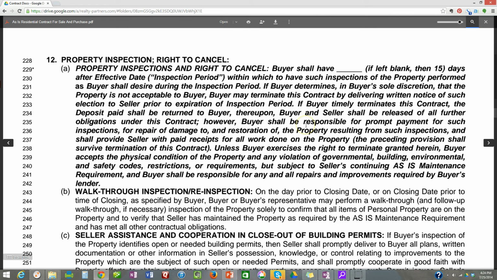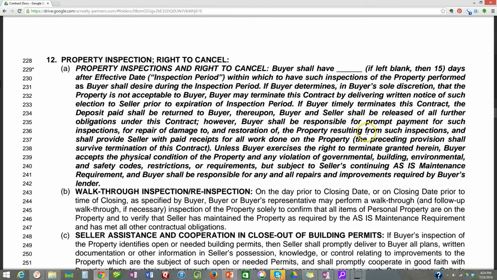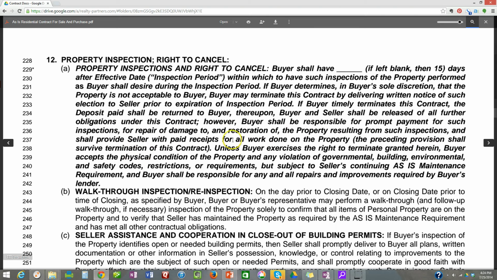However, buyer shall be responsible for prompt payment for such inspections, for repair of damage to and restoration of the property resulting from such inspections, and shall provide seller with paid receipts for all work done on the property. And this is the buyer's right to terminate granted herein. Buyer accepts the physical condition of the property and any violation of governmental, building, environmental and safety codes, restrictions, or requirements, but subject to seller's continuing as-is maintenance requirement, and buyer shall be responsible for any and all repairs and improvements required by buyer's lender. Okay? This is an important one and a tricky one.